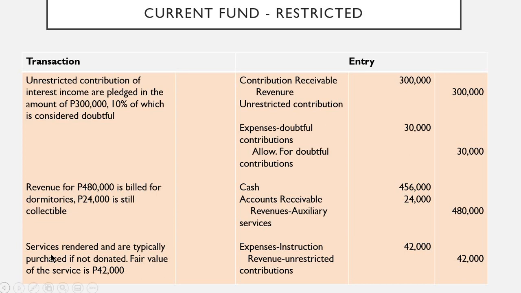O dahil ito, sabi niya, kung hindi pa daw siya dinonate, bibilhin mo talaga siya, then you have to record or recognize the contributed services at its fair value. That's debit. Okay? Siyempre, corresponding debit yon, expenses instruction, 42,000. Credit mo yung revenue unrestricted contributions for the 42,000.